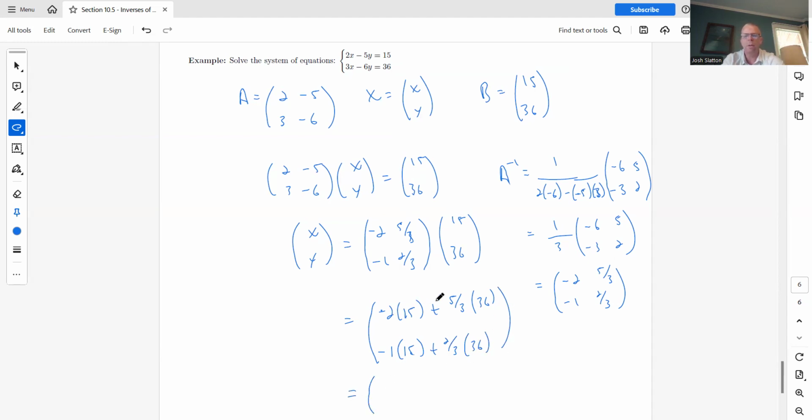So we have negative 30. This would be 5 times 12, so that'd be 60. So negative 30 plus 60 would be 30. And then we have 2/3 times 36, that'd be 24, minus 15, so that would be 9. And so that should work as long as you did everything right. But that's the idea. All you need to do is find the inverse of A and then left multiply by B. And so you always end up with X equals A inverse times B.